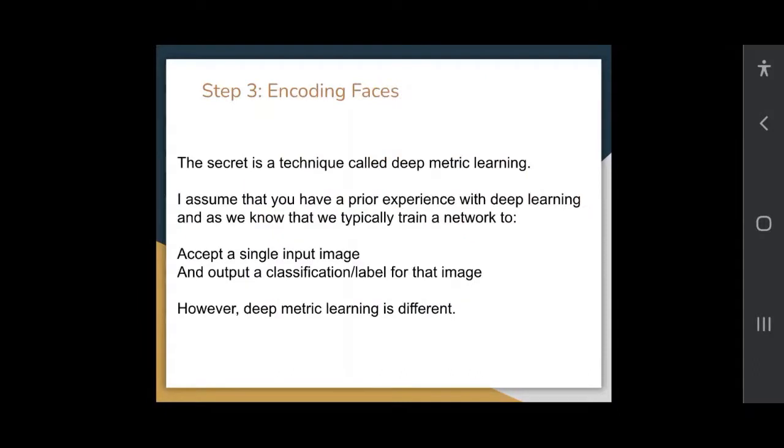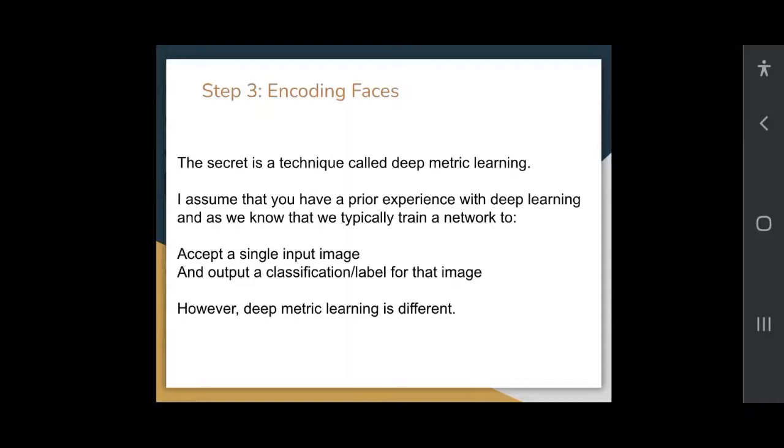In step 3, we encode faces. Now we are in the interesting part. We need a way to extract a few basic measurements for each face. Then we could measure our unknown face the same way and find the known face with the closest measurements. For example, we might measure the size of each ear, the spacing between the eyes, the length of the nose, etc. The secret is a technique called deep metric learning.